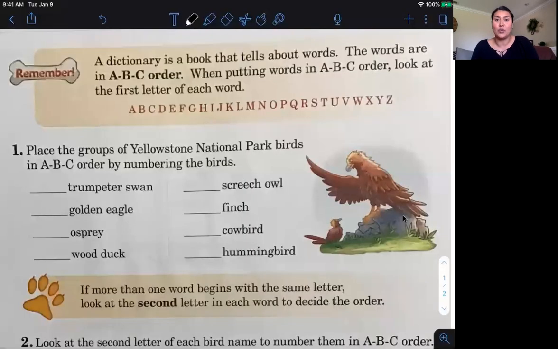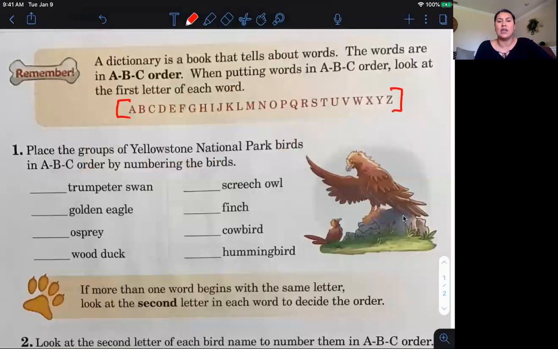When putting words in ABC order, look at the first letter of each word. I know you knew that. But on our paper, they give us an alphabet line to help us. Okay, so we don't have to wander around the house looking for an alphabet line. Place the groups of Yellowstone National Park birds in ABC order by numbering the birds.